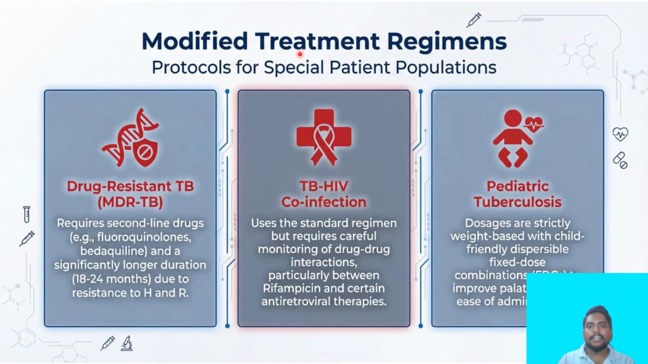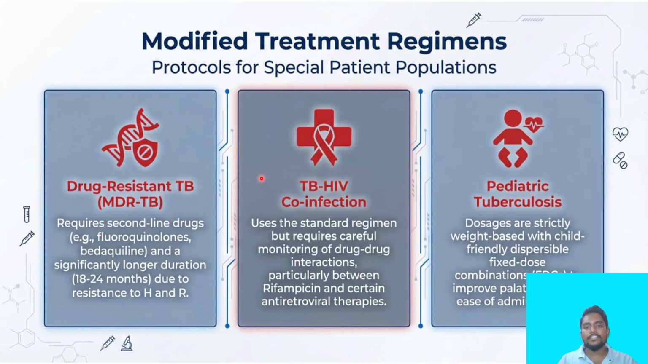Now the modified treatment regimen: suppose I am getting a multiple drug resistant TB. Do you think I will use the HRZE, isoniazid, rifampicin, pyrazinamide, ethambutol? No, I will not use these drugs. HRZE are the first line anti-tubercular drugs, and I will not use them in the case of MDR-TB. I have to use the second line anti-tubercular drugs, which will be covered in the next class. I hope you get the point.